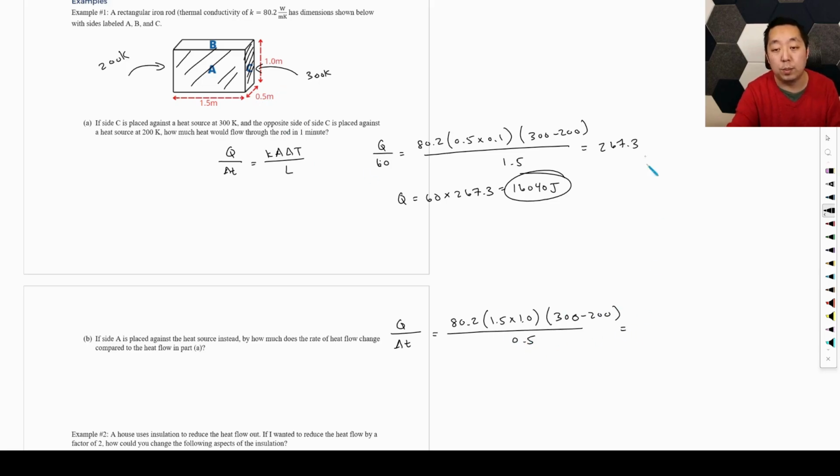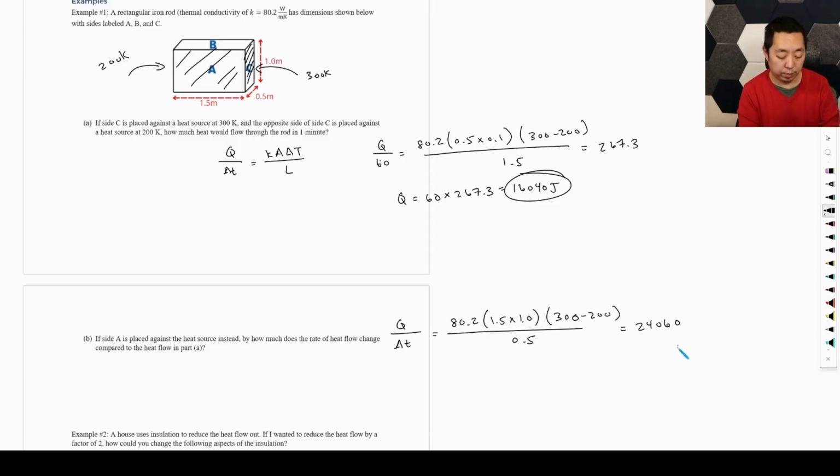So if we look at this and compare it to this number here, 80.2 times 1.5 times 100 divided by 0.5, this is 24,060. Okay, and that is a lot bigger.